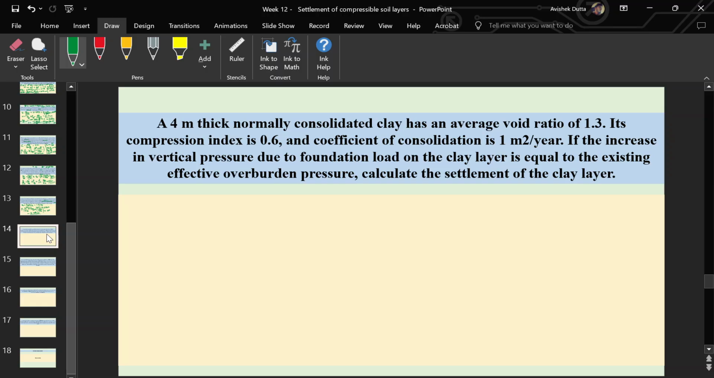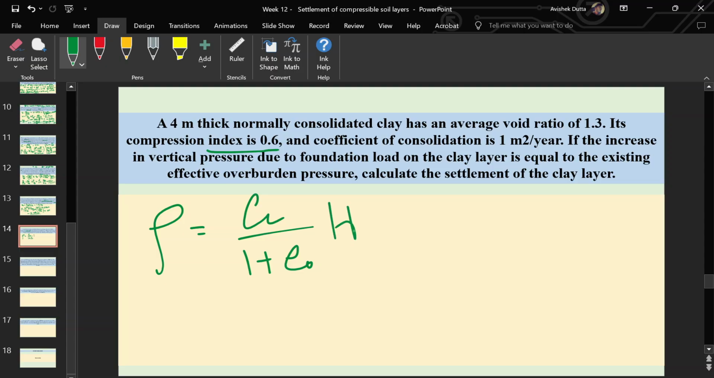A 4 meter thick normally consolidated clay has an average void ratio of 1.3. So again over here I will first of all use the formula. The compression index is 0.6. So if I use the same formula, rho equal to Cc divided by 1 plus E0, with initial void ratio given as 1.3, into initial thickness into log to the base 10.